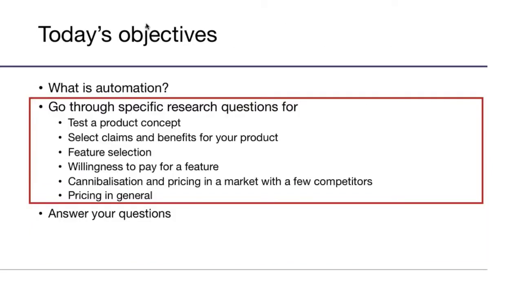And that's why in this presentation, we're going to go through different research questions that come up with product and pricing research. We're going to talk about testing product concepts, testing claims, selecting features, and understanding willingness to pay. We're going to go quickly through an example of a new product launch and look at questions about cannibalization and pricing. And then we're just going to touch on pricing in general.